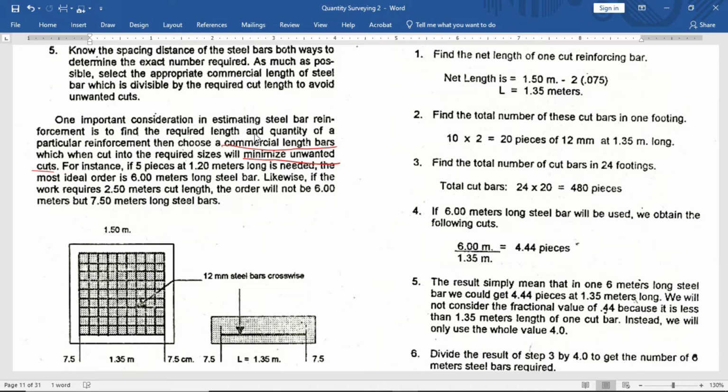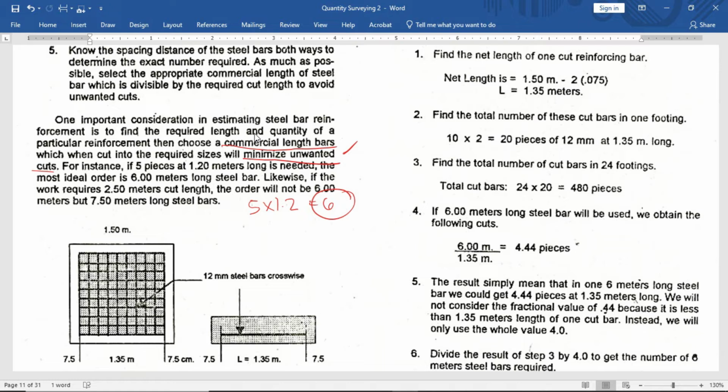So, for instance, if 5 pieces of 1.2 meters long is needed, the most ideal order is 6 meters long steel bar. Likewise, if the work requires 2.5 meters cut length, the order will not be 6 meters, but 7.5. So, for example, 5 times 1.2 is equal to 6 meters. So, wala tayong pasobrang cut. So, we minimize the unwanted cuts.